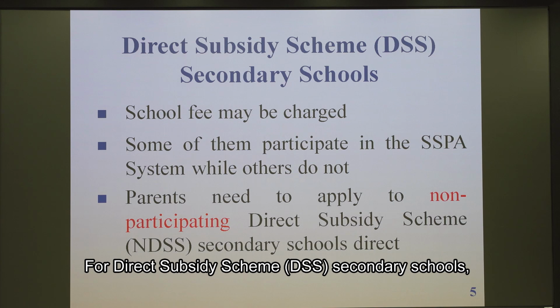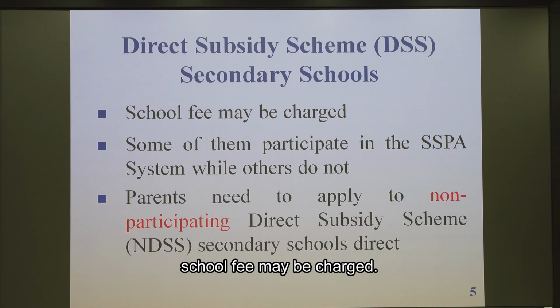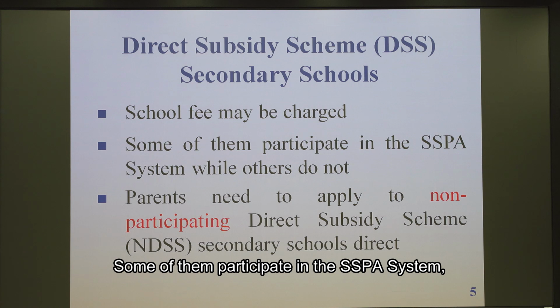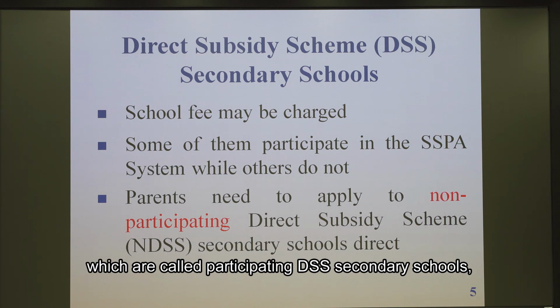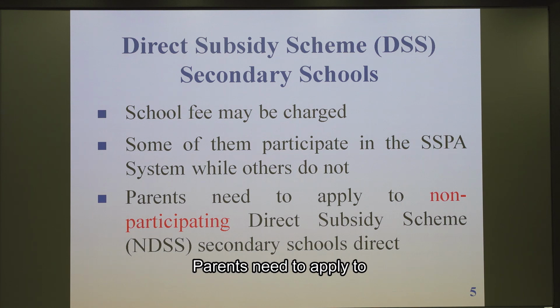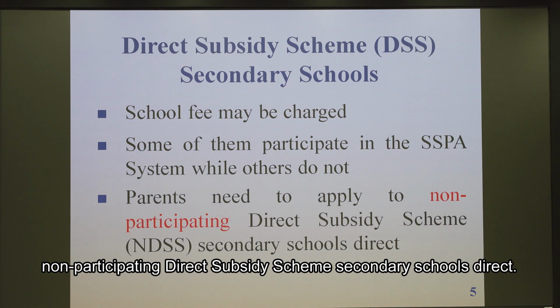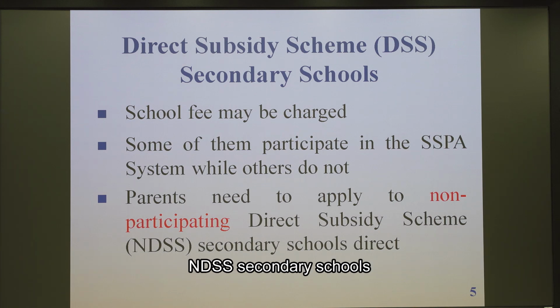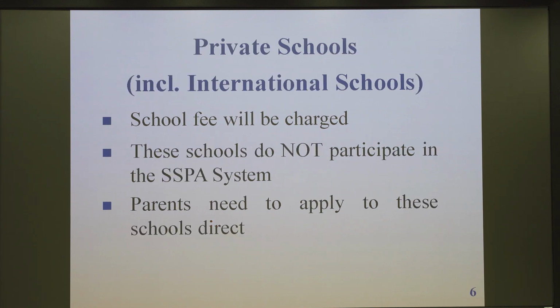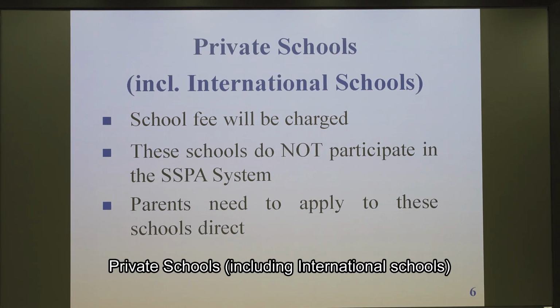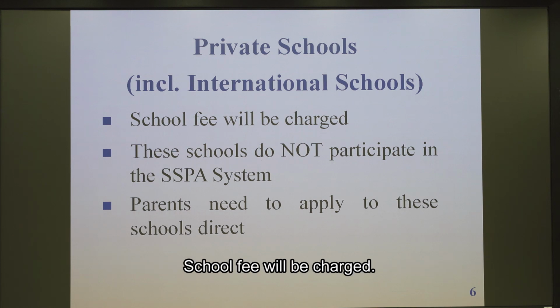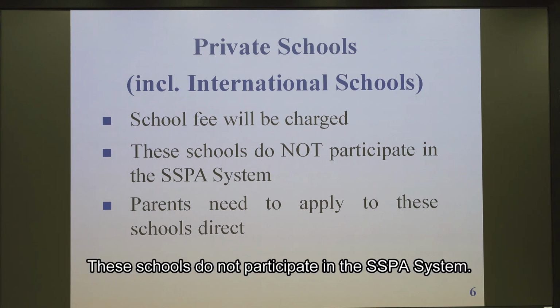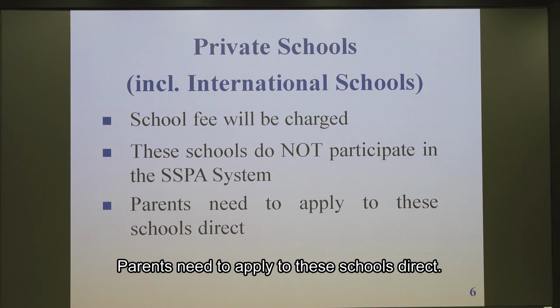For direct subsidy scheme, DSS secondary schools, school fee may be charged. Some of them participate in the SSPA system, and they are called participating DSS secondary schools, while others do not. Parents need to apply to non-participating DSS secondary schools direct. Private schools, including international schools, also charge school fees. These schools do not participate in the SSPA system. Parents need to apply to these schools direct.